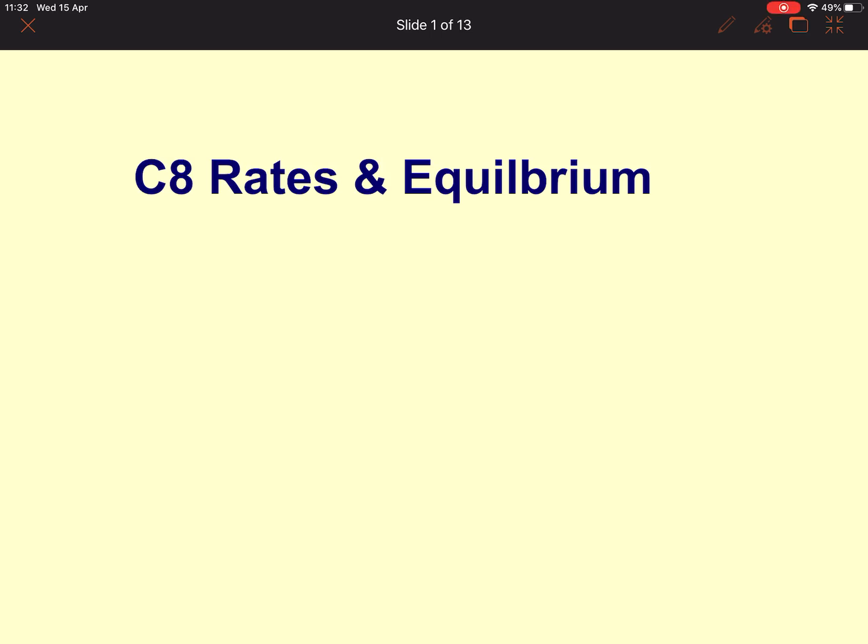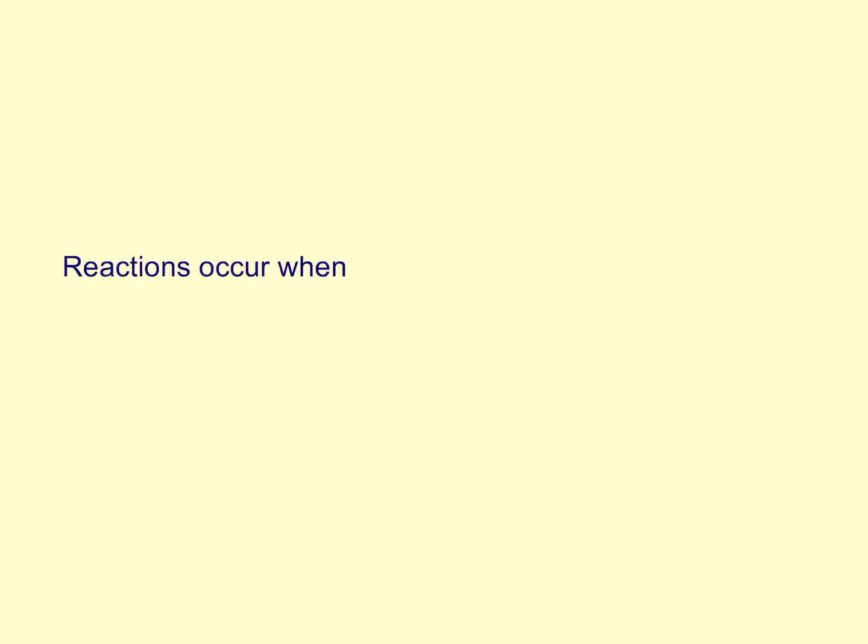Welcome back to the next lesson on chapter 8, which is rates and equilibrium. We're just concentrating on the rates section for now. This topic on rates is about how we can make reactions faster, and the underlying principle is based on the collision theory. As a recap, we said reactions occur when particles collide with enough energy.